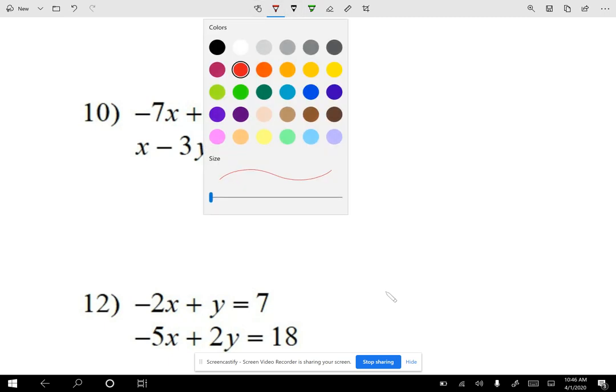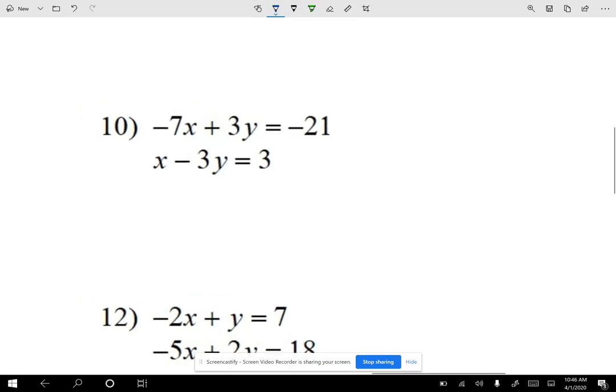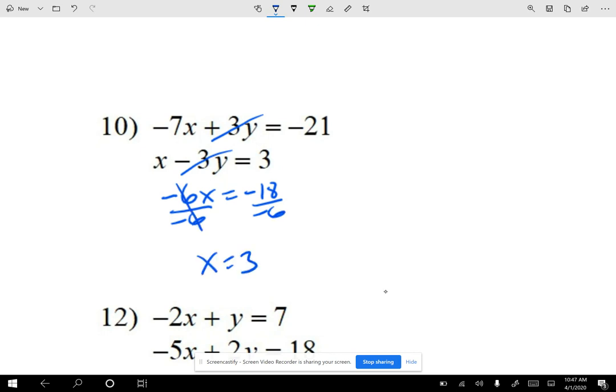I want them such that when I combine them, one of my terms cancels out. 3y minus 3y is 0, so that's good. Let me combine the x's, negative 7 and a positive 1. So negative 7 plus 1, that gives me negative 6x equals negative 21 plus 3, that's going to give me negative 18. Let me divide each of my sides by negative 6. So I get that x is equal to positive 3.